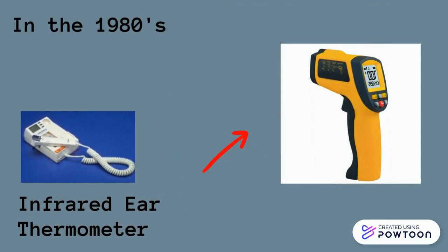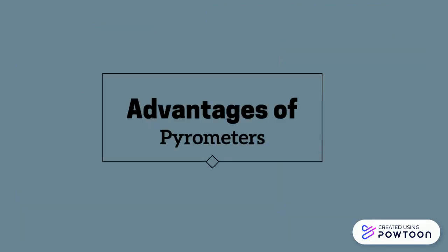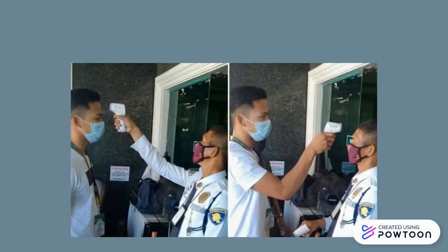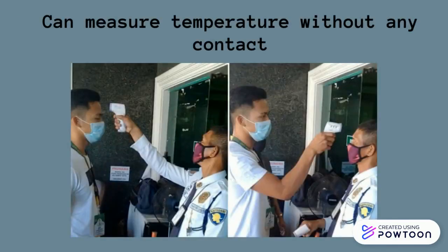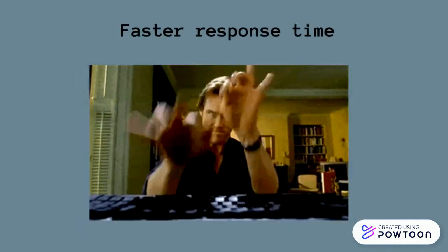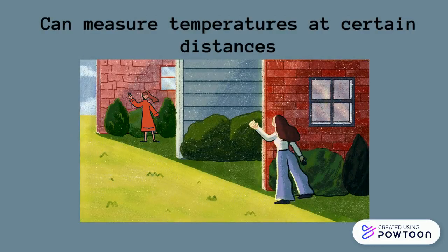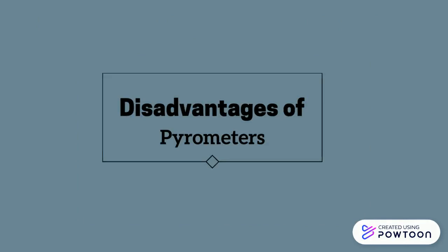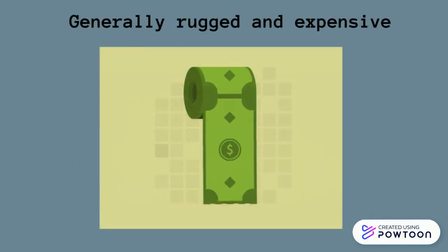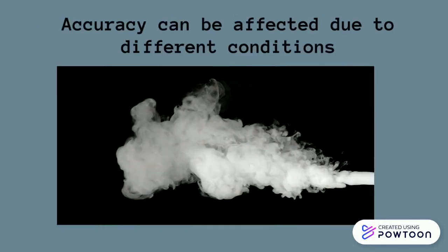Advantages of pyrometers against thermometers are it can measure object temperature at a distance, a faster response time, good stability, and can measure various objects at certain distances. Their disadvantages are it is generally rugged and expensive, and the accuracy of the device can be affected due to different conditions like smoke, dust, and thermal radiation.